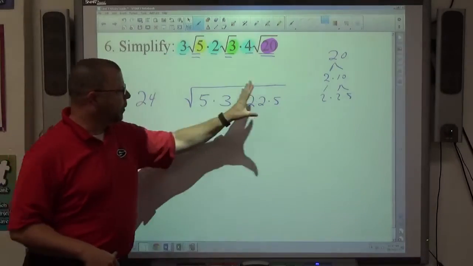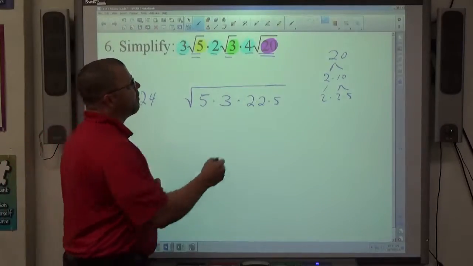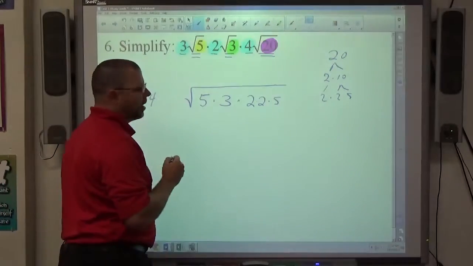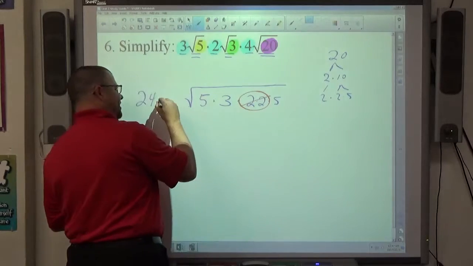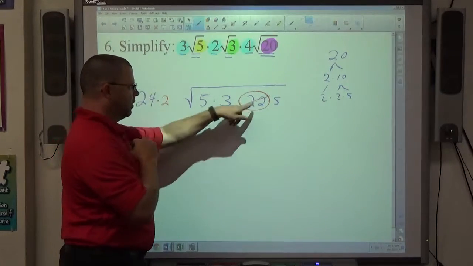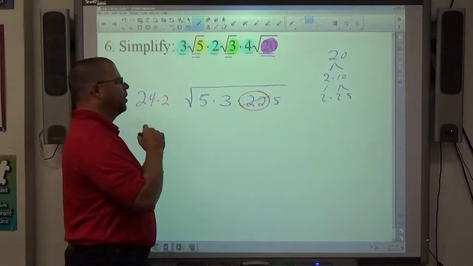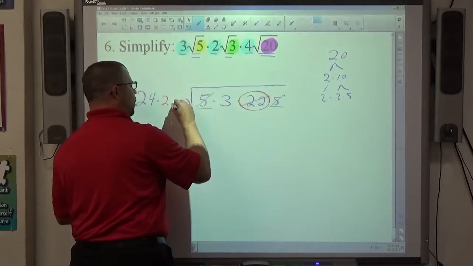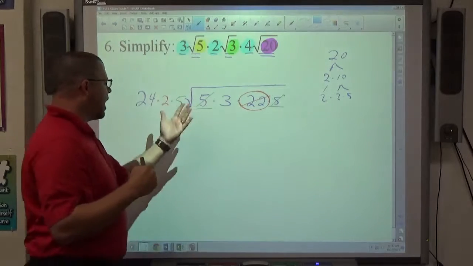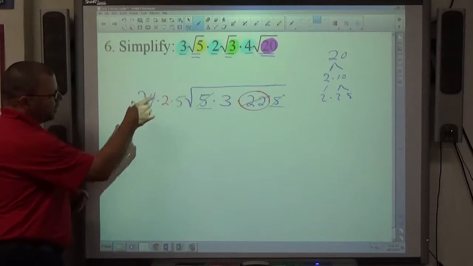You want to get down to a point where everything in here is a prime number, and what we're looking for is pairs of the same number to pull anything out. So I got a pair of 2's, the square root of 4 is 2. One pair of 2's in, one 2 comes out. I have a pair of 5's, I can pull one 5 out. Anything I'm pulling out is going to multiply by what's already out there. So 24 is already out there.